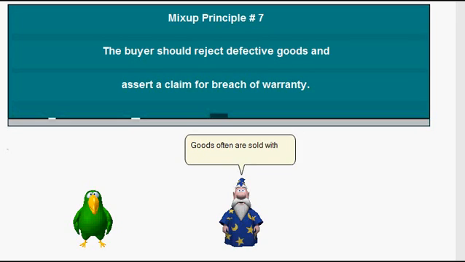Goods often are sold with implied warranties. They may have an implied warranty of merchantability. They also may have an implied warranty of fitness for a particular purpose. In addition, the seller may have made express warranties. If these warranties are violated, the buyer should reject the goods. The buyer then should assert a claim for breach of warranty. Damages are measured under Section 2-714. That's all there is to it.